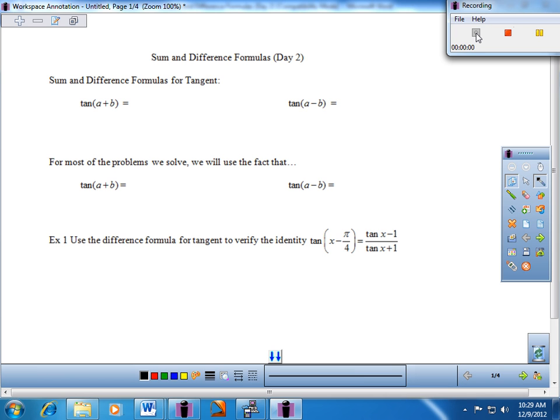Obviously, if we have those primary 3, then the secondaries, the cosecant, secant, and cotangent, we can work with those as well. But most of our focus will just be on the primary 3. All right, well, let's get started here.